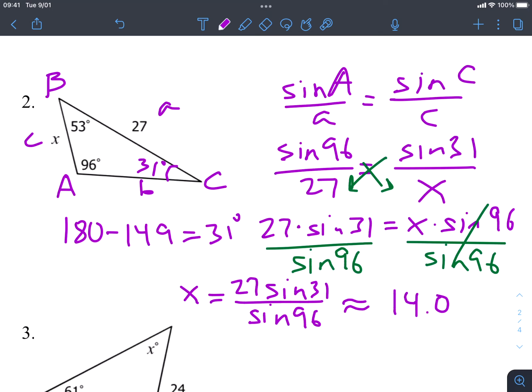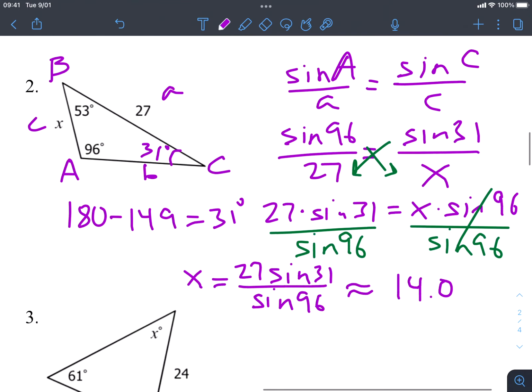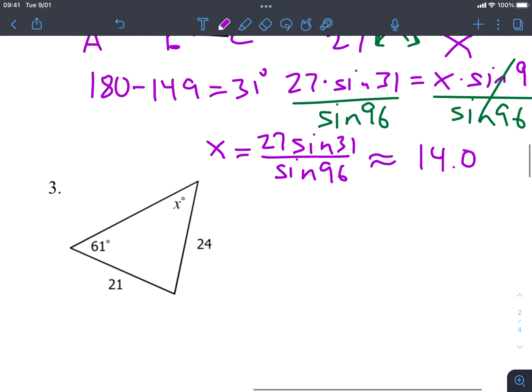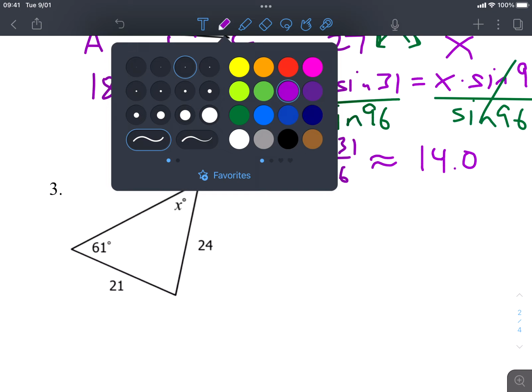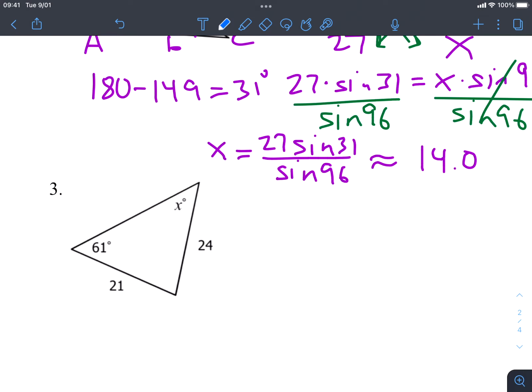Now, in the past two problems, we were given enough information to find a missing side. But we can also use the law of sines to find a missing angle. And that's what we're going to do in this next example. So we're going to go about labeling the diagram just like we did before. I'll say that this is angle A, and this is side A, and this is angle B, and this is side B. Great. So we have the information we need. We would just have to set it up.